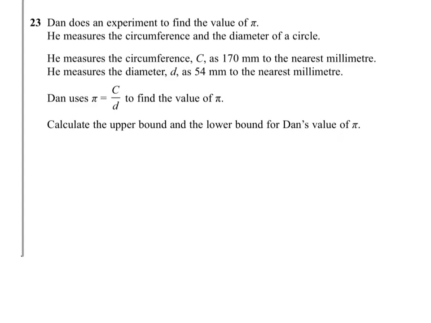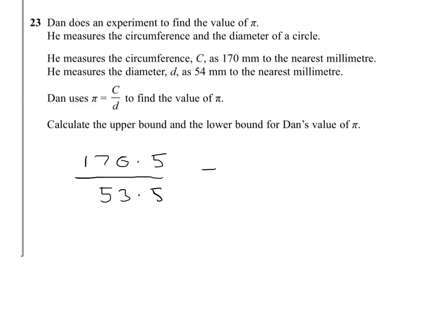So starting with the upper bound, we need to take the largest possible value that C could be, which will be 170.5, that's its limit, to the nearest millimetre. We divide that by the smallest possible value of D, which will be 53.5.